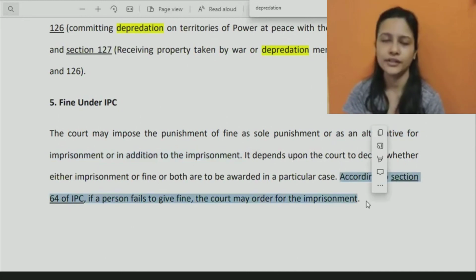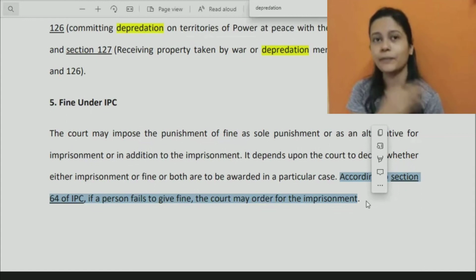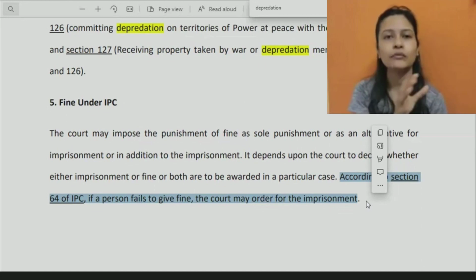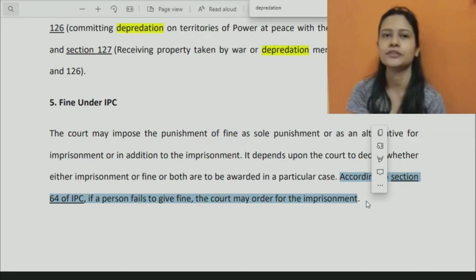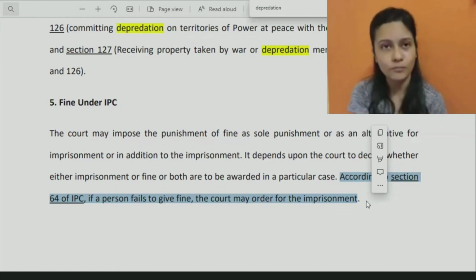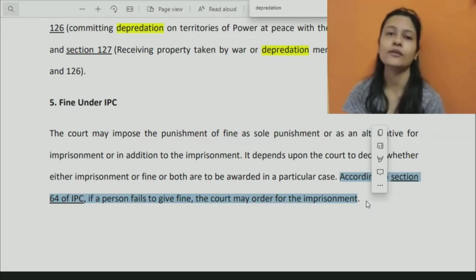Plus, when the court orders that this much fine should be paid by the person, there is always a possibility that the person may not be in a position to pay the fine, or he is in a position to pay, but still he is not paying. In such cases, in the order itself, the court will write this much amount of fine, and in case of default, this many years or months of imprisonment. That means if the person is able to pay the fine, well and good. If not, he will have to undergo imprisonment as well.